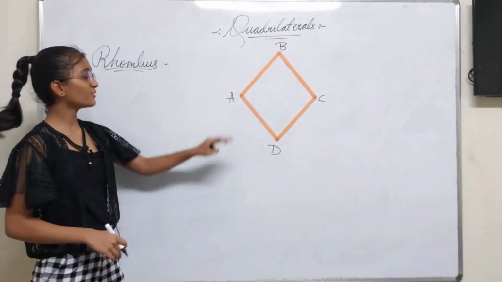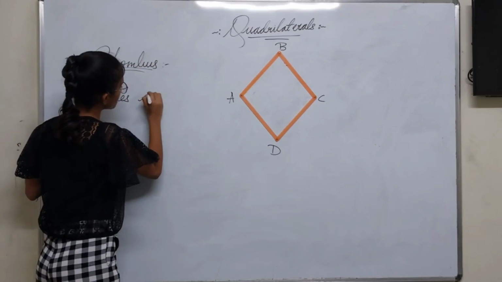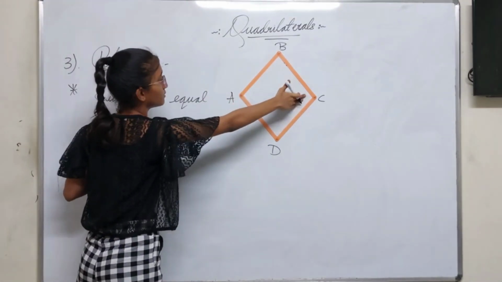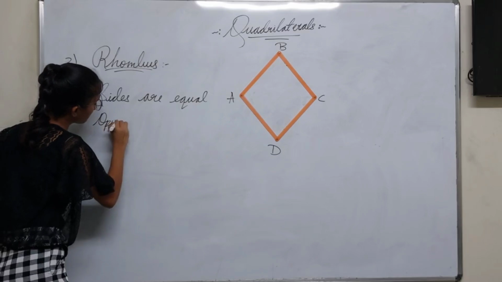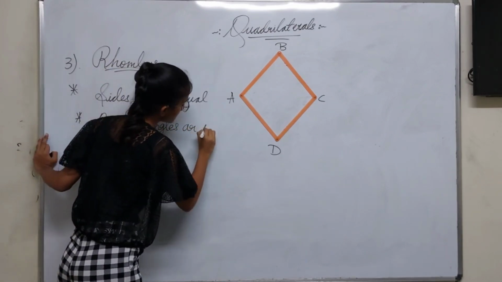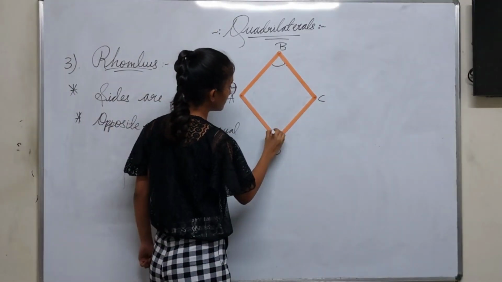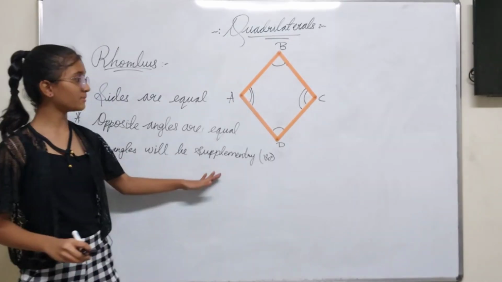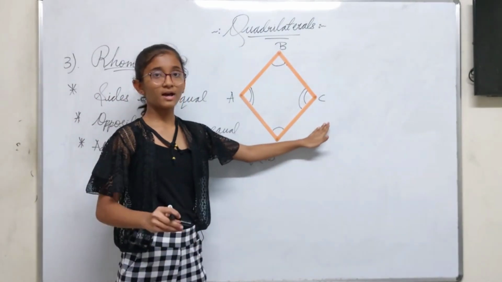So next comes the rhombus. In a rhombus all the sides will be equal, which means AB will be equal to BC and BC will be equal to CD, CD will be equal to AD, and opposite angles will also be equal, which means angle B will be equal to angle D and angle A will be equal to angle C. Adjacent angles will be supplementary in a rhombus, which means if we add angle D and angle C, we will get the answer as 180 degrees.